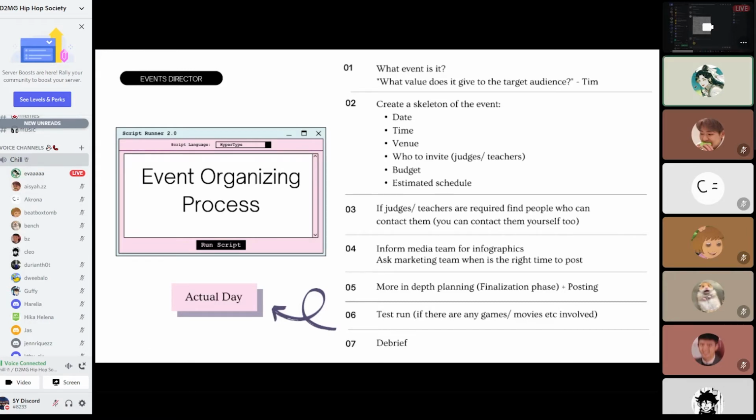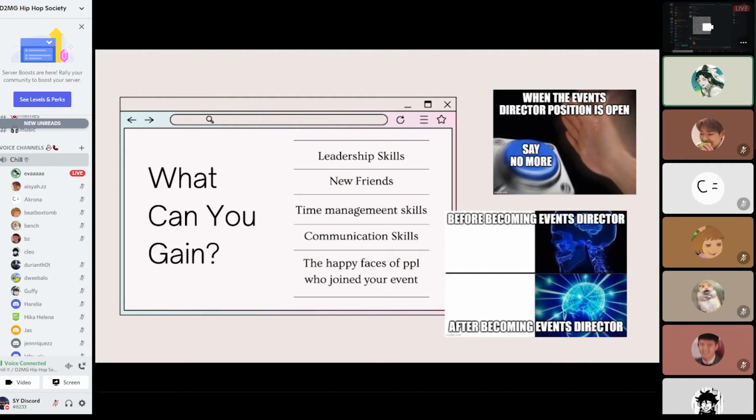So what can you gain from being an events director? Number one is leadership skills, because you will have subcoms. You have to know how to communicate with them and how to delegate work, so no one has too much workload, no one has too little, and you yourself are not too stressed out. Most of us, actually all of us, are still students, so you still have to prioritize your education as well.